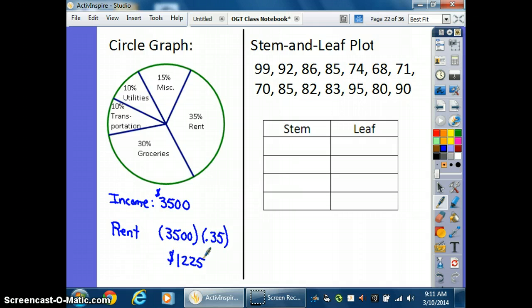All right. I'm just going to remind you how to make a stem and leaf plot. First, you need to find, let's see, these are two-digit numbers, so we will go through and find our smallest, which looks like 68, and our largest is 99. So that'll be our stems, 6, 7, 8, 9, and then we're going to go through the numbers and put them in the leaves, the last digit.